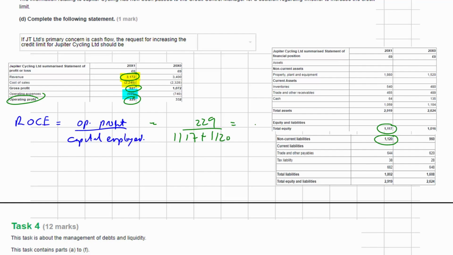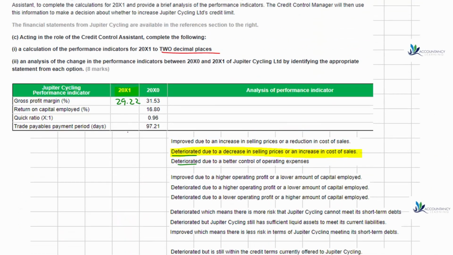So overall we have a return of 10.24%. So to 2 decimal places, 10.24, and we can see that has also fallen from the previous year. So again, we need to decide which of the possible answers is correct. So yes, it's deteriorated, so it's either the second or third. But what is the cause of this?